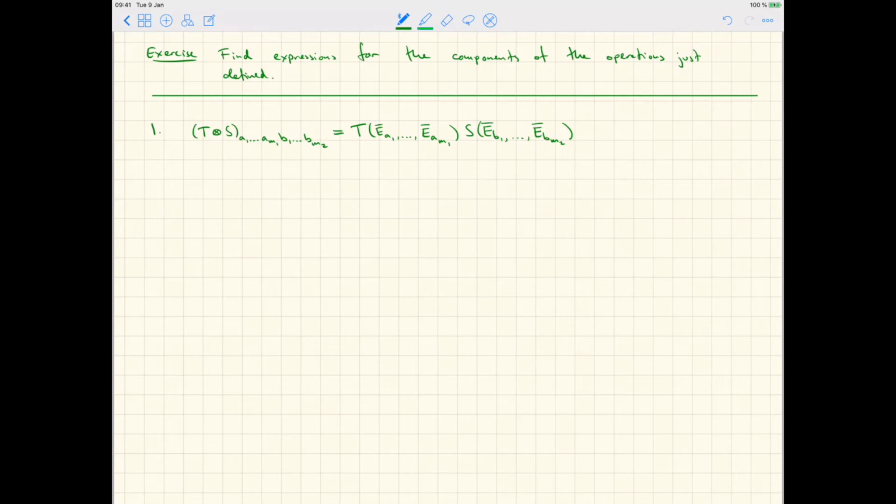Again, by the definition of the tensor components, this is equal to the product of the tensor components of t, a1 through am1, multiplied by the tensor components of s, b1 through bm2.